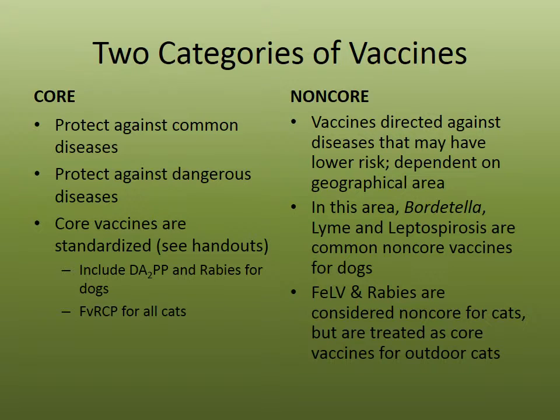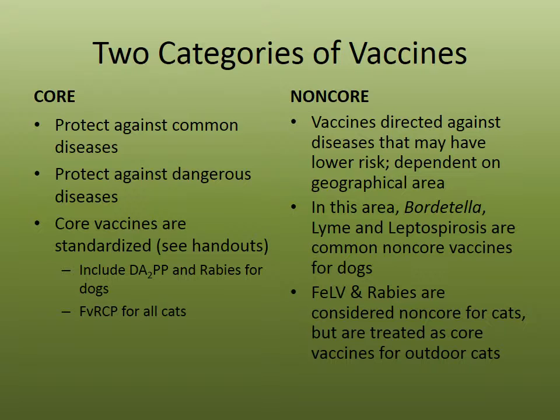Core vaccines for dogs include DA2PP. I think you probably all know what that is by now, but that's your distemper, adenovirus type 2, parainfluenza, and parvovirus. And rabies for dogs. So those are your core vaccines. FVRCP is the only one that's core for cats.